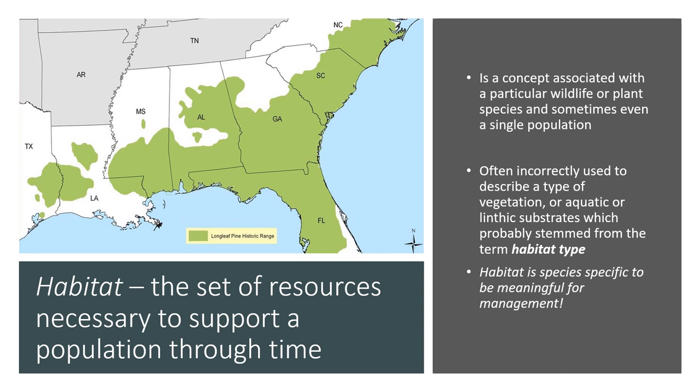So, one thing that is pretty important about habitat is that it is species specific. So, if you look at this range map here, you can see the historical range of longleaf pine. If you overlaid the range of gopher tortoises on that, it's pretty much contained within that. So, we would call longleaf pine ecosystem gopher tortoise habitat. So, that actually is pretty accurate for that species, but if we called longleaf pine habitat, that would be an incorrect way of using that term.